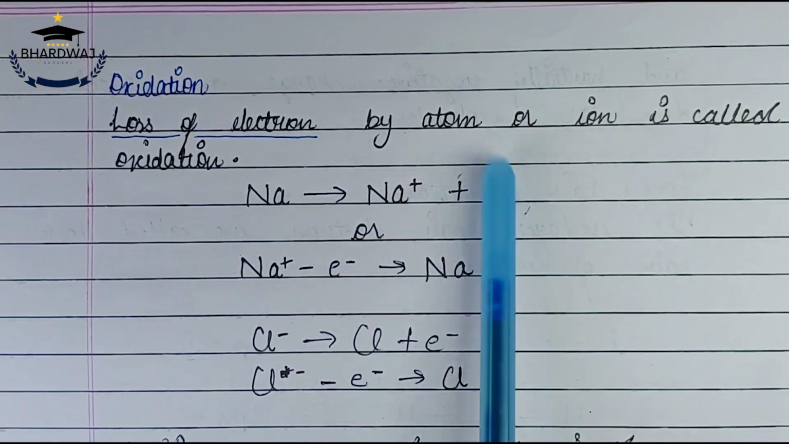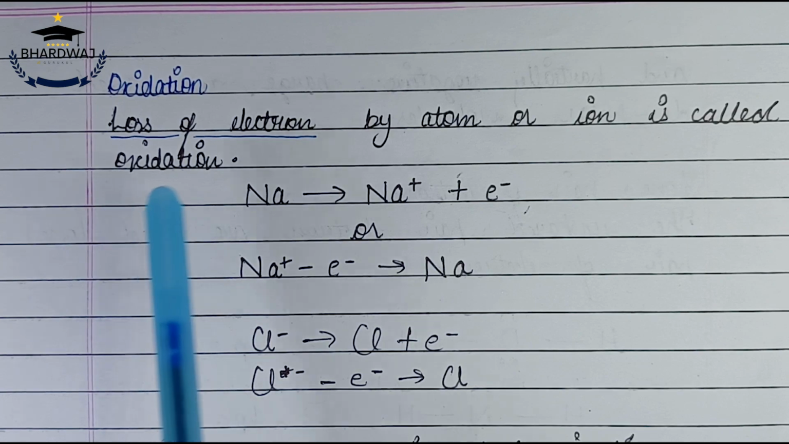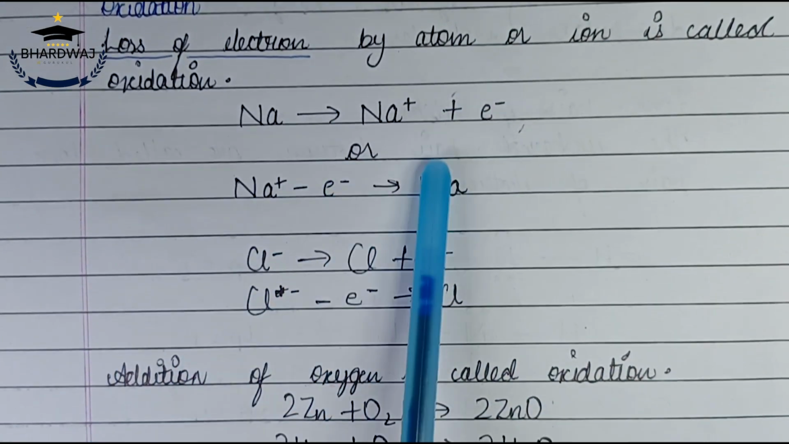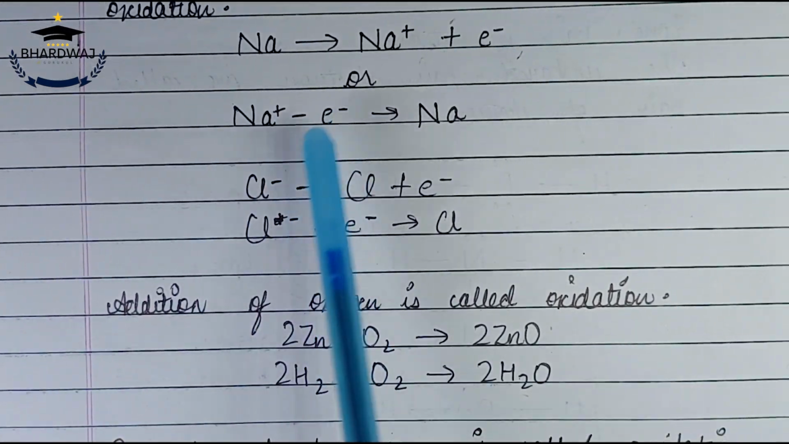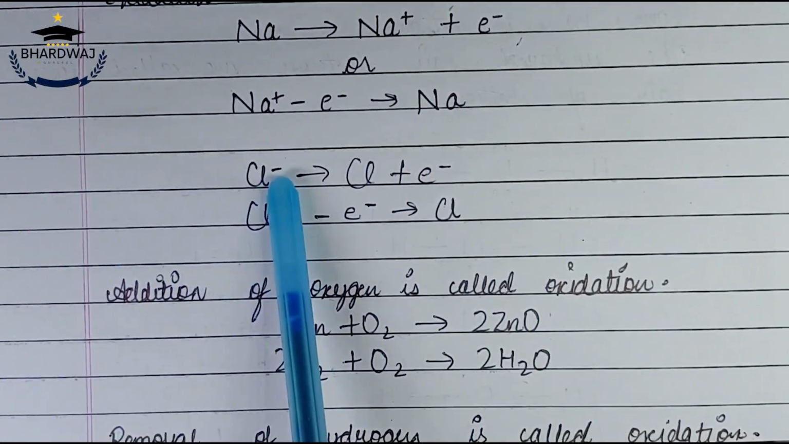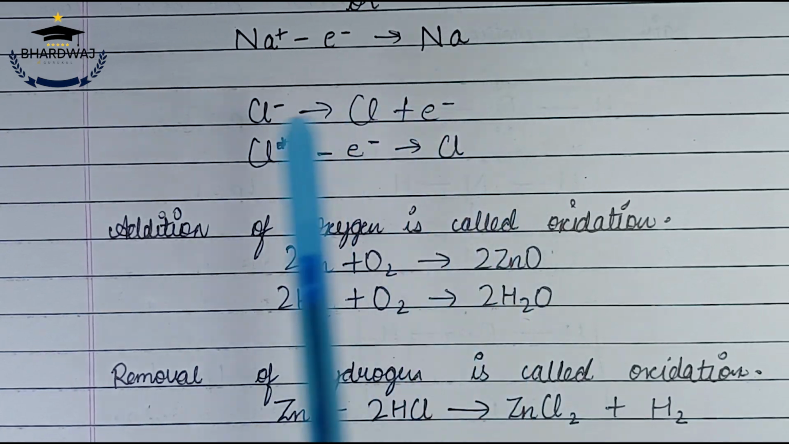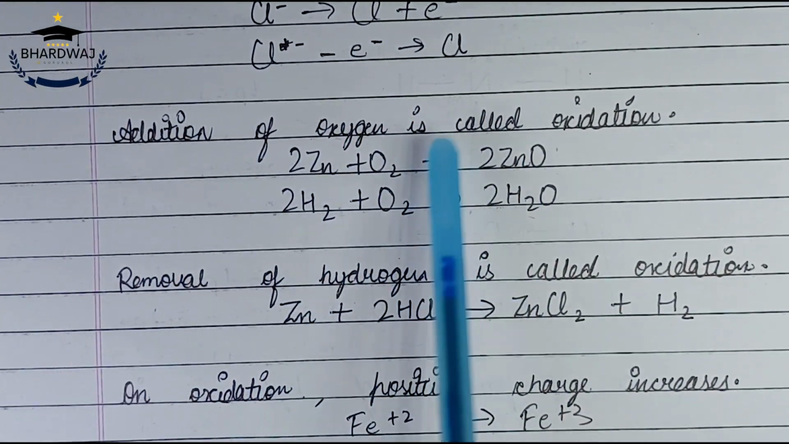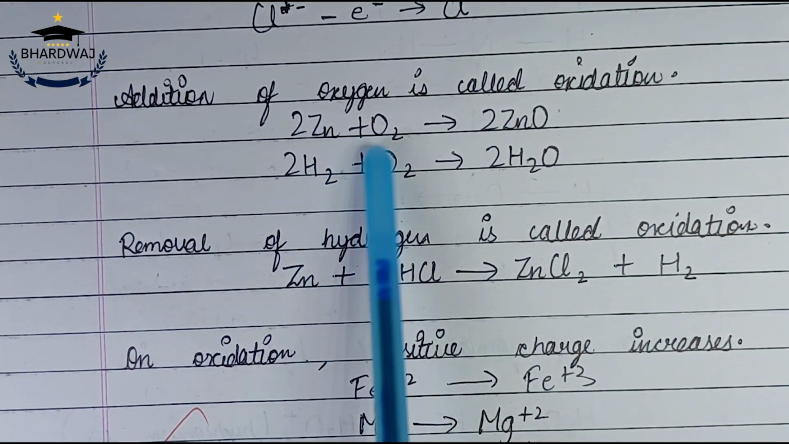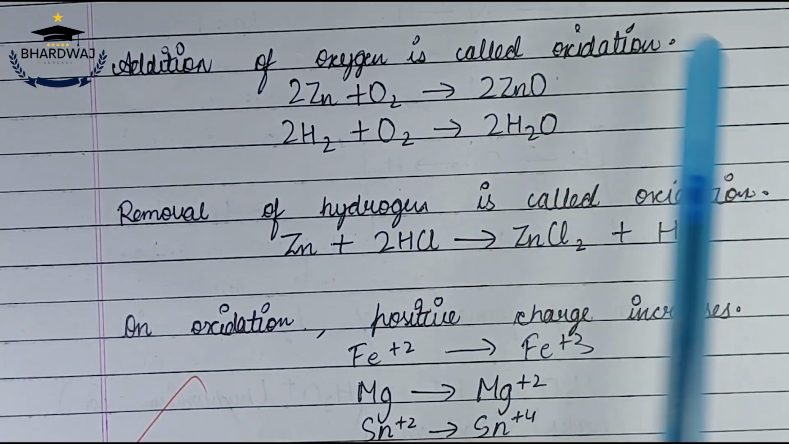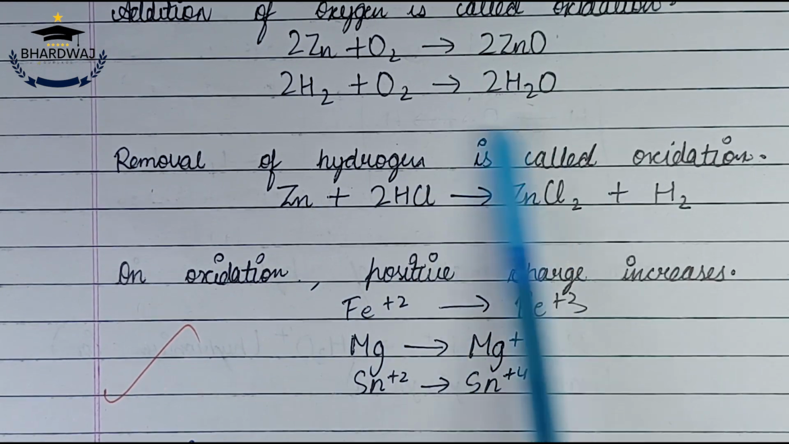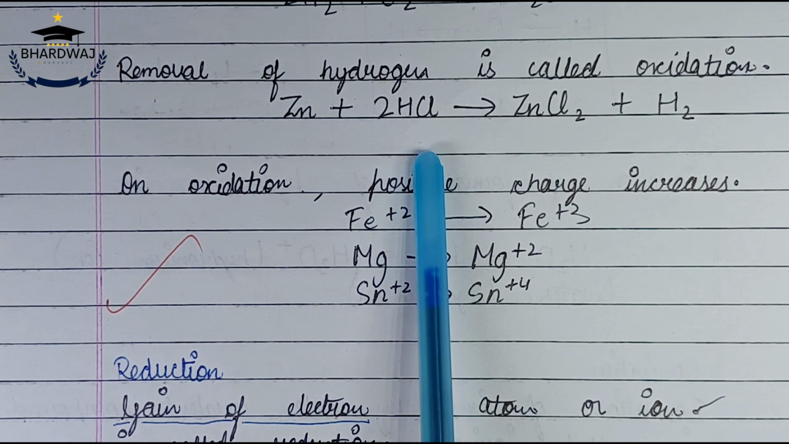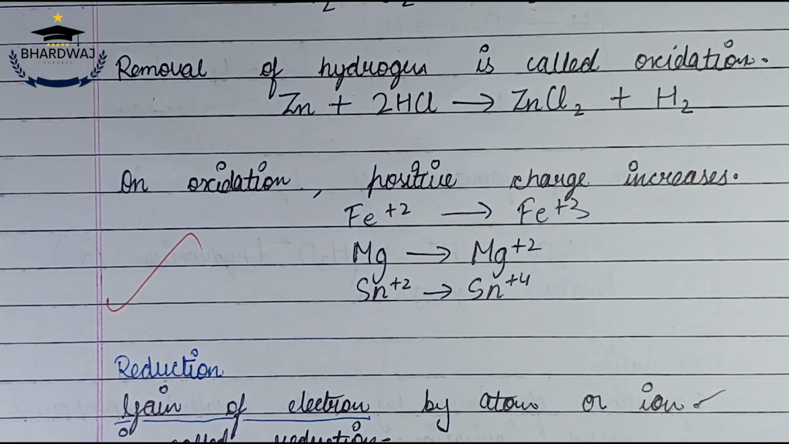Oxidation: loss of electrons by an atom or ion is called oxidation. Na gives out Na+ + 1 electron, or Na+ − electron = Na. Cl− gives out Cl + electron, Cl− − electron gives out Cl. Addition of oxygen is called oxidation, like 2Zn + O2 gives 2ZnO, 2H2 + O2 gives 2H2O. Removal of hydrogen is called oxidation. Zn + 2HCl gives ZnCl2 + H2.